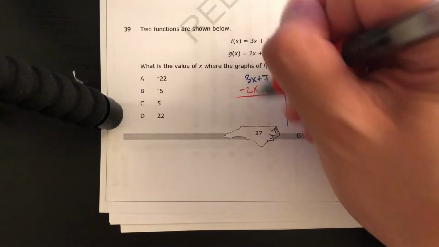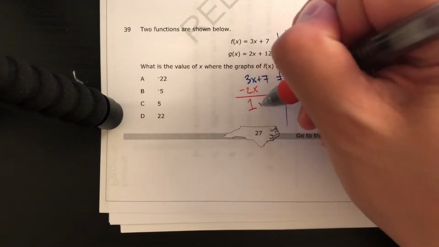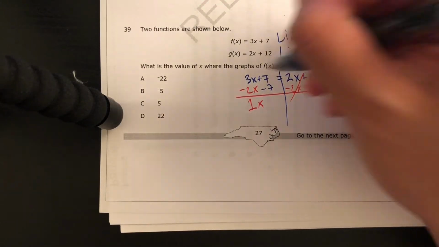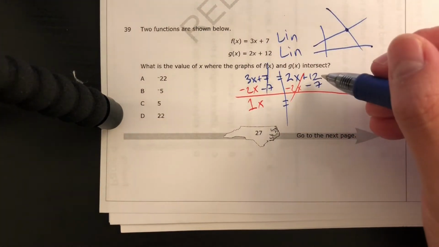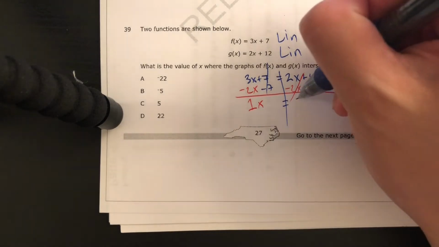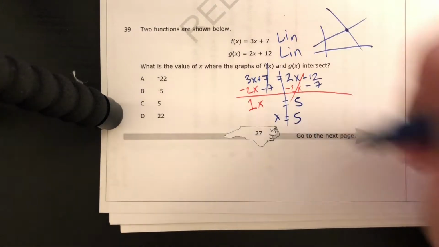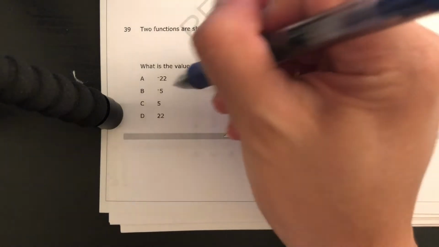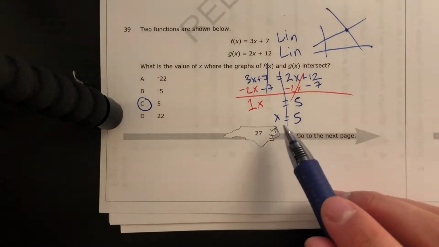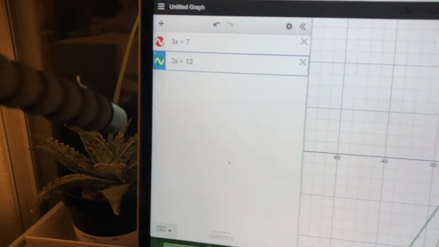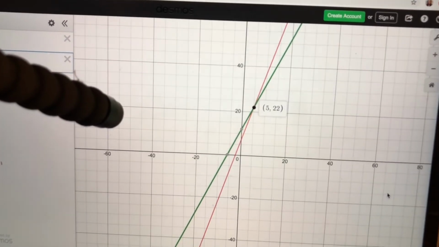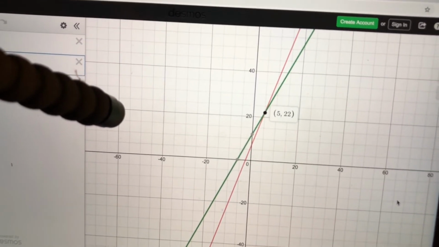These cancel, leaving 3 minus 2, which is 1x. And now I can deal with my constants. I subtract 7 on both sides, canceling this. And then 12 minus 7 is 5, leaving x to be equal to 5. It's asking for what the value of x is, so that's going to be letter C. If I want to double check using decimals, right here I have my 2 equations. Right here is where they intersect, and just like my answer said, it's going to be an x value of 5 right here.